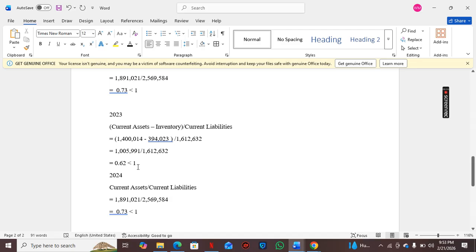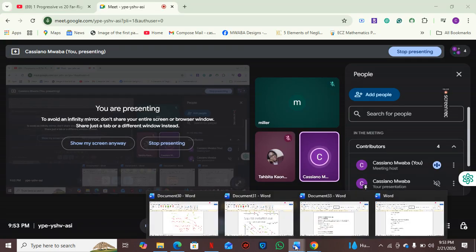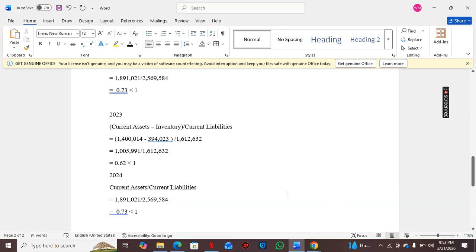0.62. Even with the quick ratio, both current and quick ratio, you always want them to be above 1. That is a very good sign if you're above 1. Now here, as you can see, our quick ratio is 0.62, far less than 1. So even though we exclude inventory from our current assets, we cannot pay off our current liabilities.